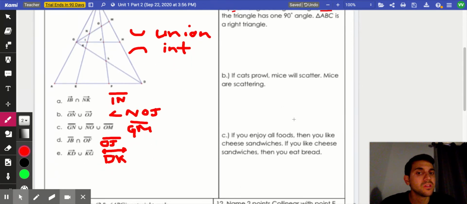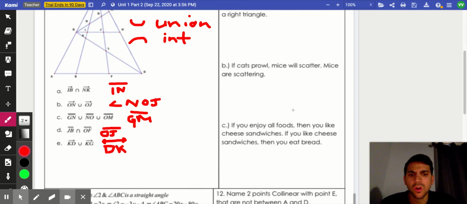Now, this one, B, says, if cats prowl, mice will scatter. It's not an if-then statement. So if cats prowl, mice will scatter. But it doesn't necessarily mean that mice will scatter dependent on cats prowling. So if mice are scattering, it doesn't necessarily mean anything. So you can't draw any conclusions.